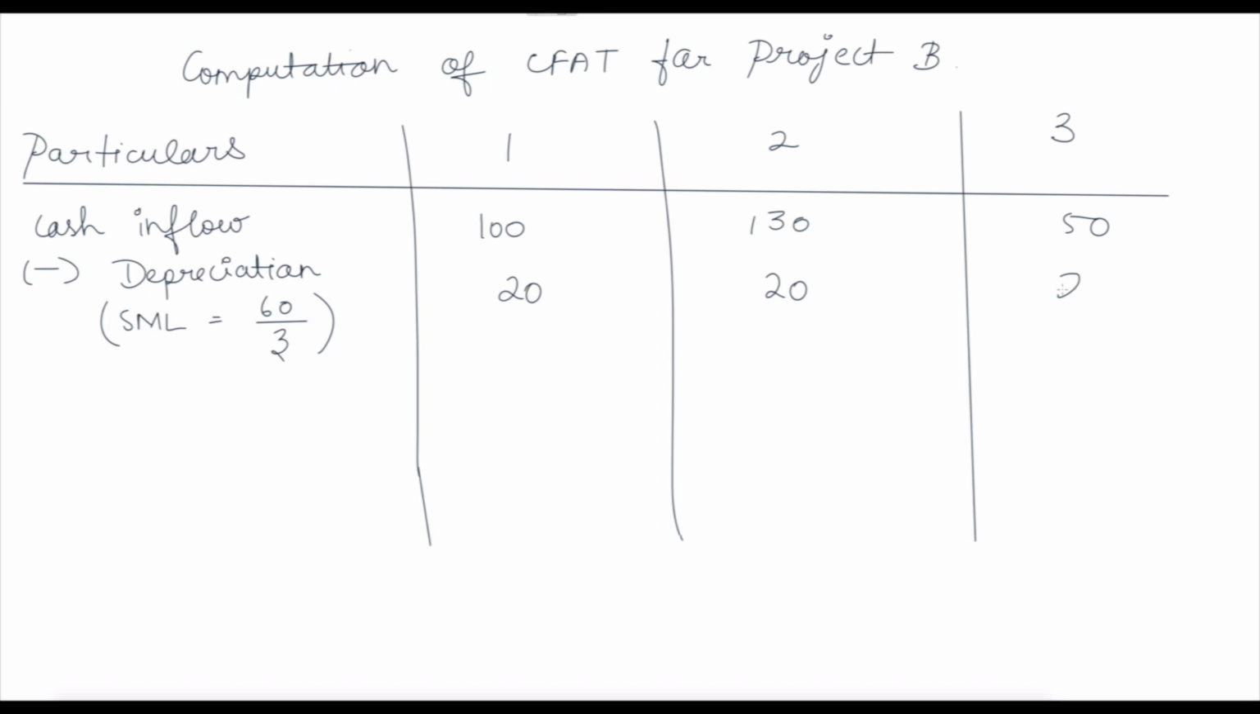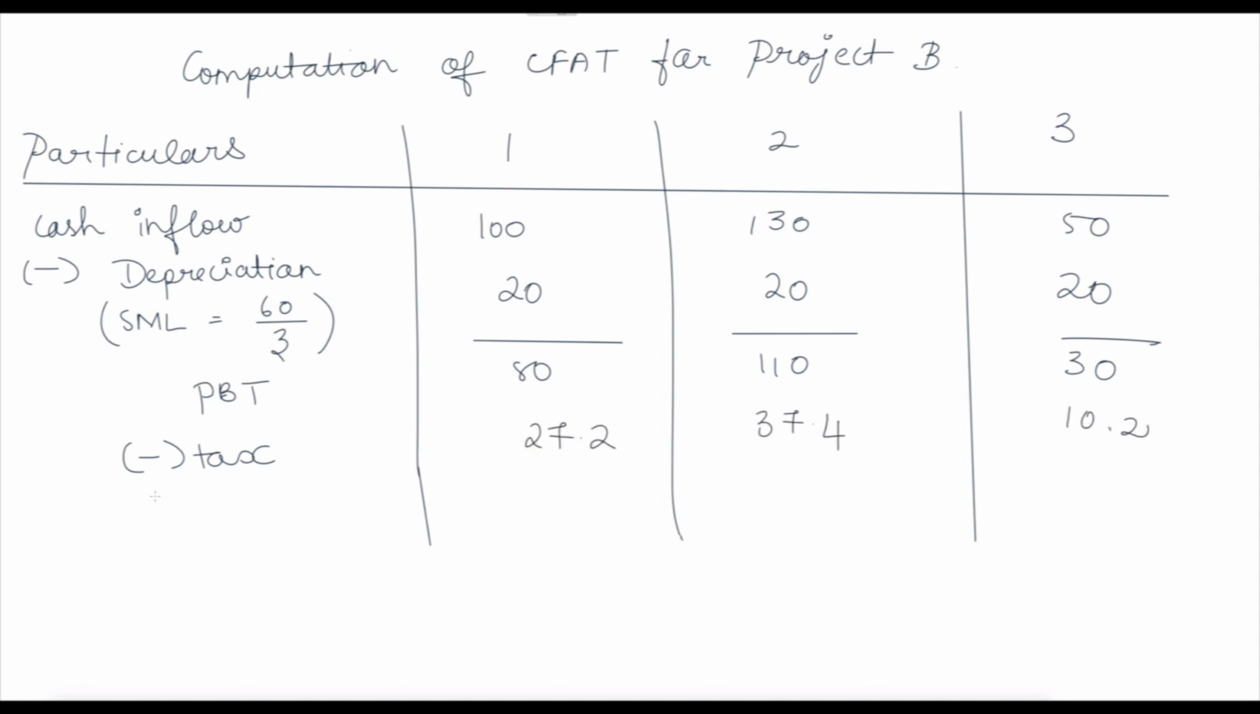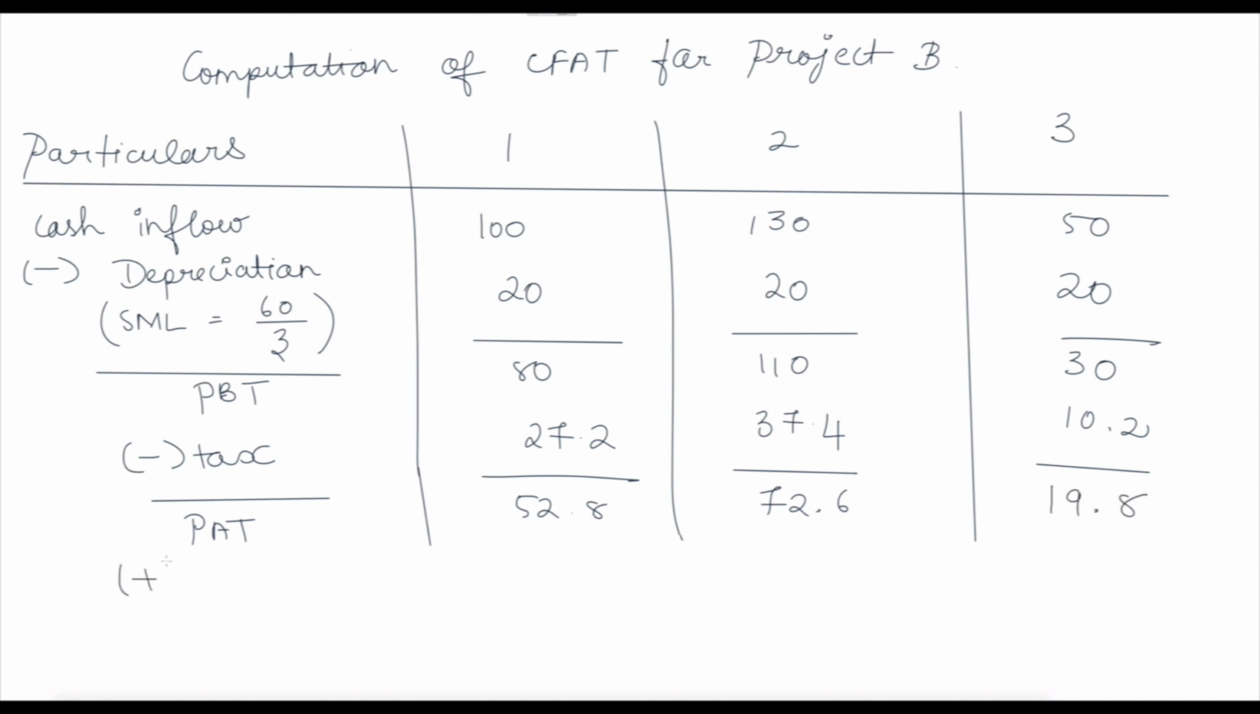So I am arriving with my profit before tax. Now after subtracting my tax, which is approximately 34%, I will arrive at my profit after tax. So profit after tax consists of this non-cash flow item, which is called depreciation. You should be adding back this depreciation. So if you add back this depreciation, what happens? You will be arriving with your cash flow after tax.